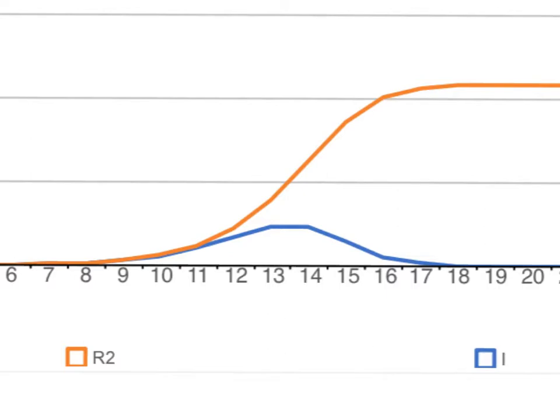Where is herd immunity in here? Well, remember that the herd immunity threshold is where the number of new infections is constant. So it's going to be the top of this hill here, where the rate of change of new infections is equal to 0. So the herd immunity threshold occurs around period 13 in our model here.